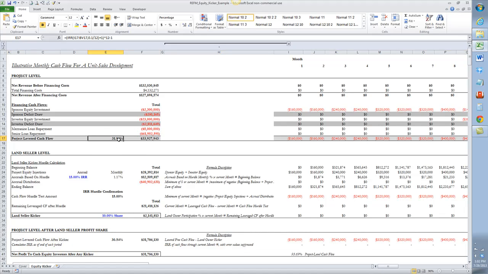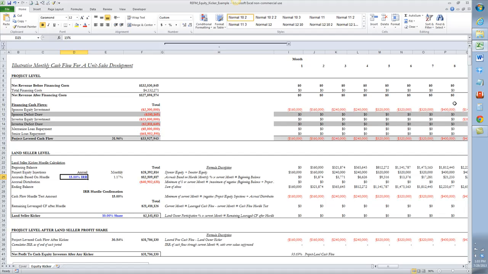We see that on the project level, we have roughly a 32% IRR. And so the question becomes, what is the hurdle rate off of which the profit sharing, or the kicker, will be computed? And so naturally, this is formatted as an assumption because it's going to be the subject of negotiation. And we'll take a look at how different levels of the threshold will impact the dollar amount that the land seller will get. For now, let's just say it's a 15% IRR.